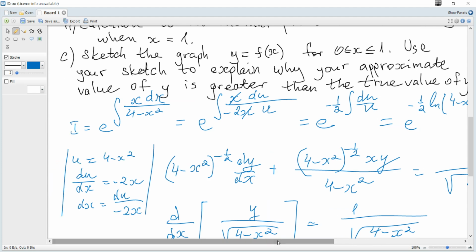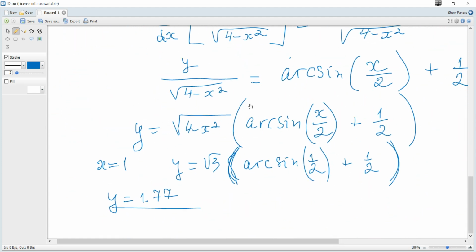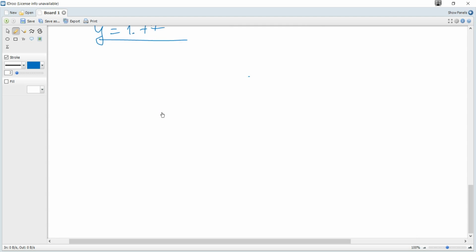Sketch the graph y is f of x for x is from 0 to 1. Use your sketch to explain why your approximate value y is greater than the true value. You may just use your calculator. I just write the required graph.